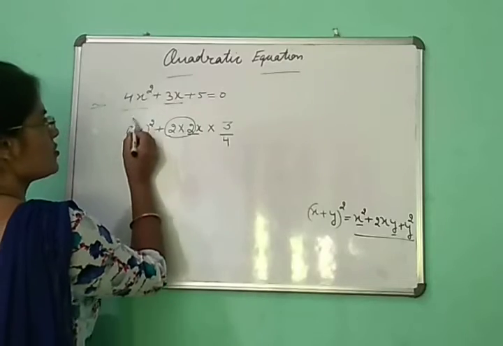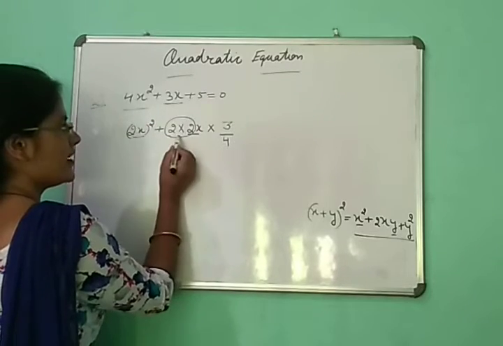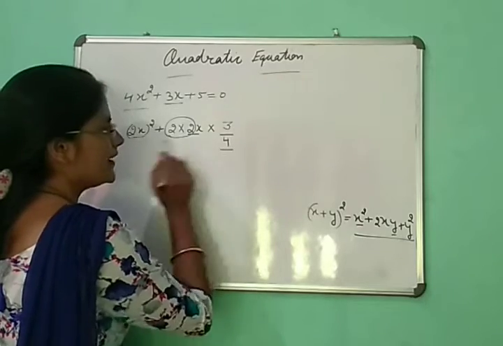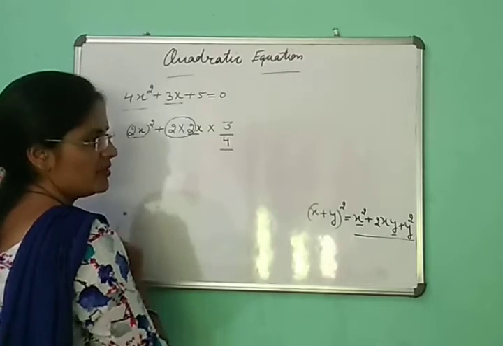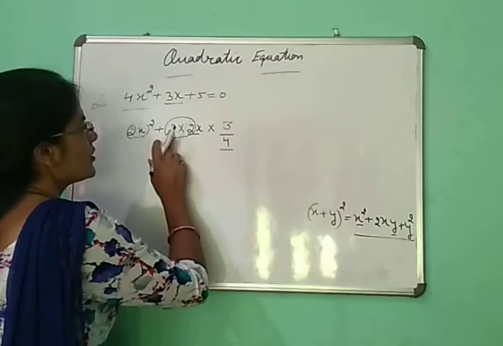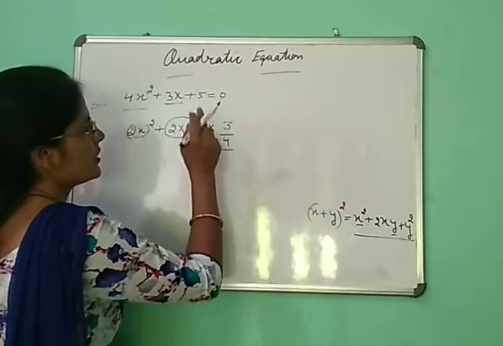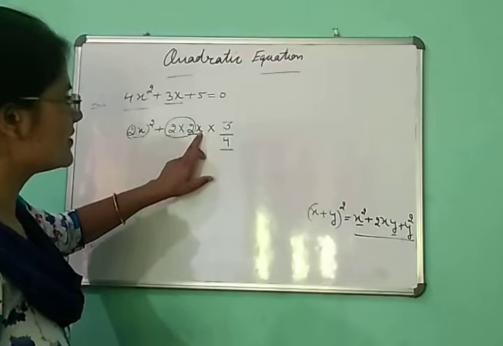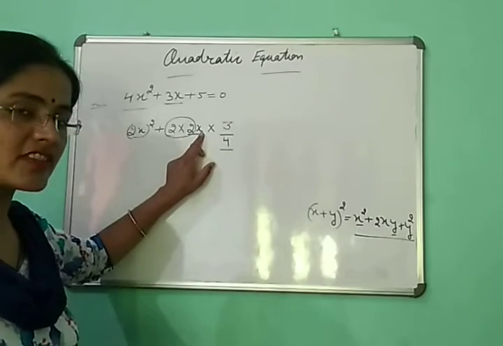But according to our formula, it is necessary that we write here 2x, here 2. Now only y is missing. So what will be the value of y? When we write 2 into our first term, we have to make 3x. So when we multiply this 3 with x, this becomes 3x.